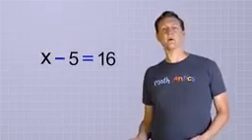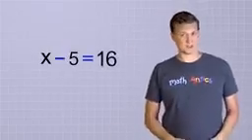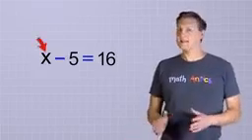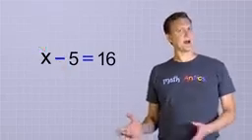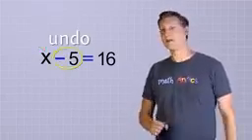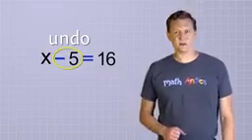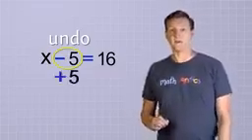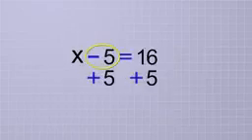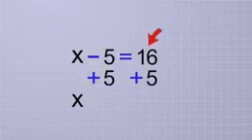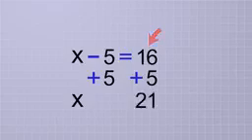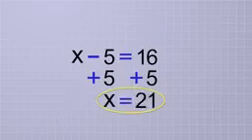But what about when something is being subtracted from an unknown? Like in this example, x minus 5 equals 16. In this case, x is not by itself because 5 is being subtracted or taken away from it. Any ideas about how we could get rid of or undo that minus 5? Yep, to undo that subtraction, this time we need to add 5 to both sides of the equation. The minus 5 and the plus 5 cancel each other out and leave x all by itself on this side. And on the other side, we have 16 plus 5, which is 21. So in this equation, x equals 21.